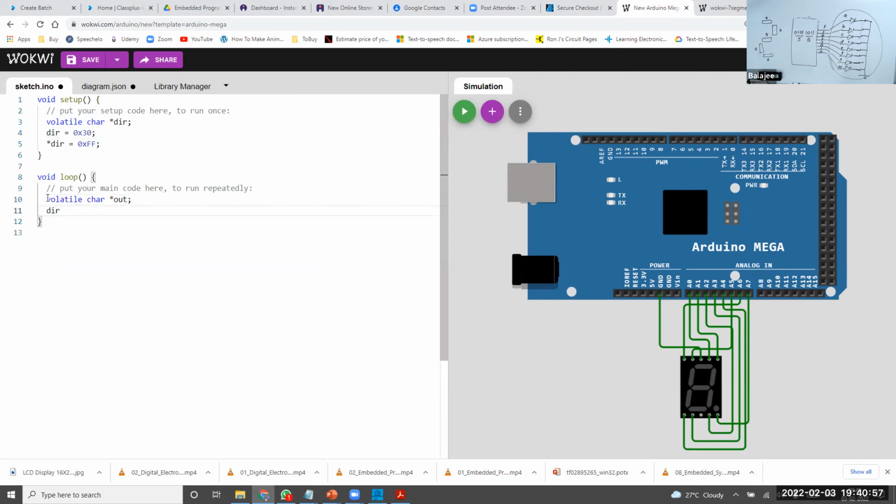DIR is equal to, out is equal to 0x31. I'll once again show you all the connections, then you will understand. First I'll display things.